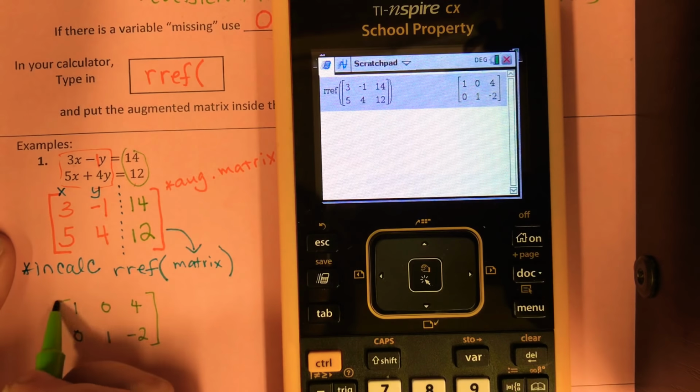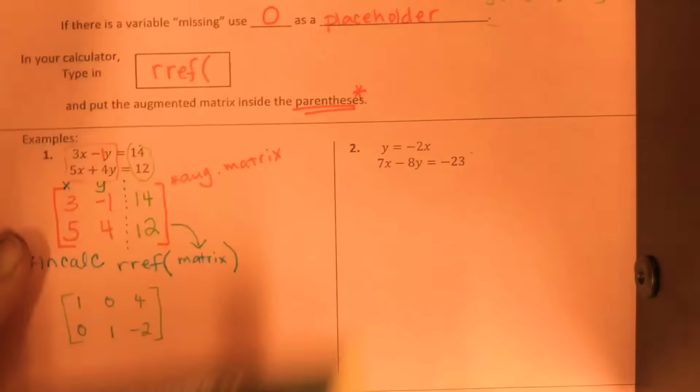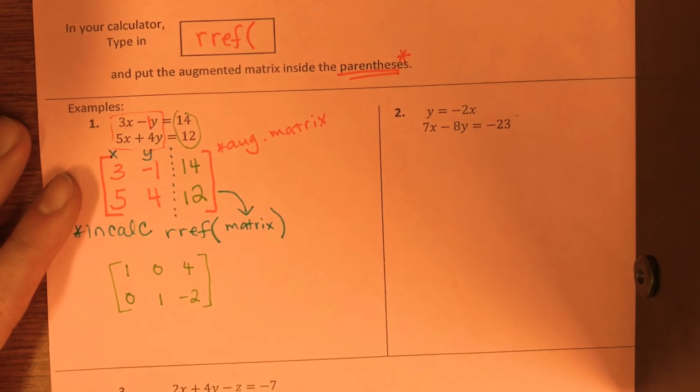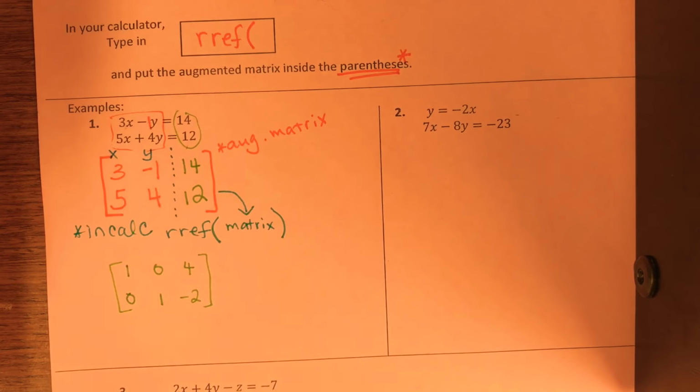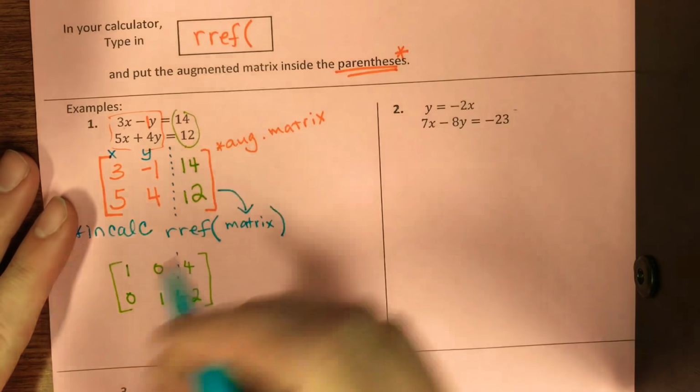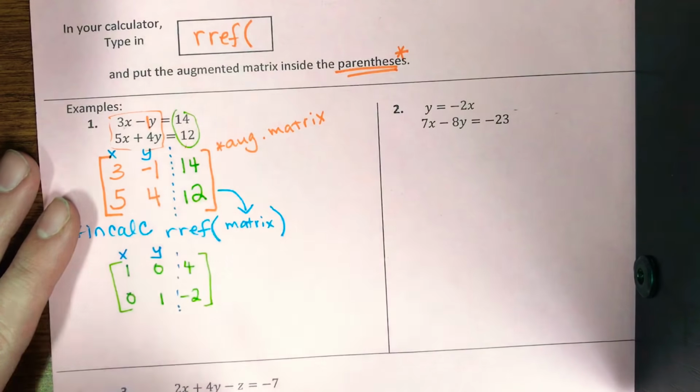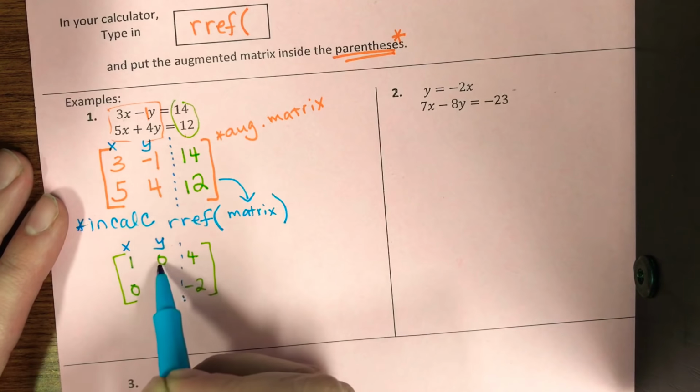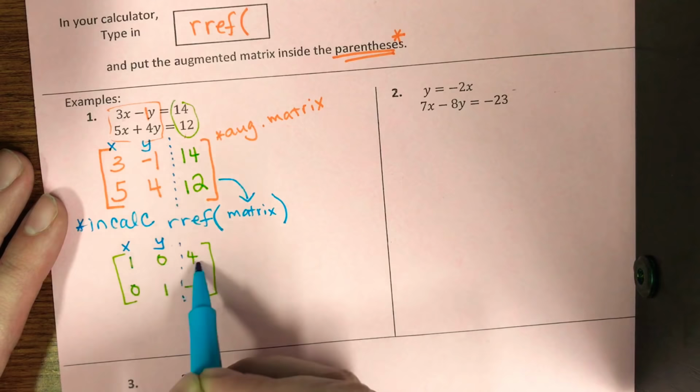So this is the reduced form. And what this means now, we still have the separation here, and these were the x's and these were the y's. So what this means now is 1x plus 0y, which is just 1x. So x equals 4.